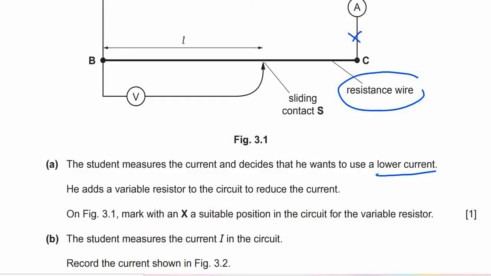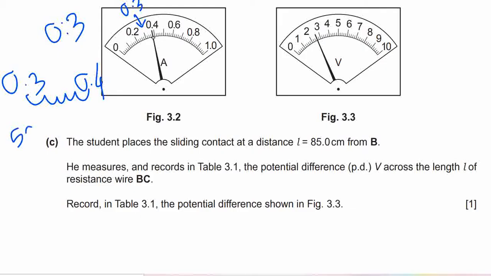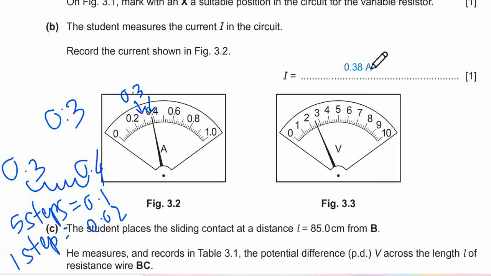Record the current shown in figure 3.2. So in figure 3.2, this is 0.2, 0.3, and then there's one small step before 0.4, so it should be 0.38, because one small step is 0.02. That's how we do the reading. So in here is 0.3, and between 0.3 and 0.4 there are five more steps. So we have 1, 2, 3, 4, 5. So these 5 steps have a value of 0.1, and one small step has a value of 0.02. That's how we know this is 0.38. So our answer is 0.38 amp.